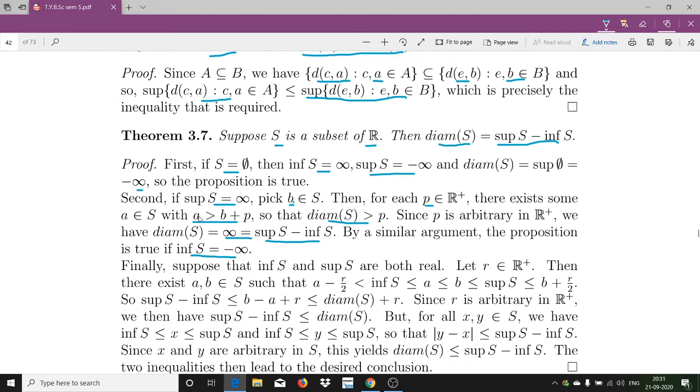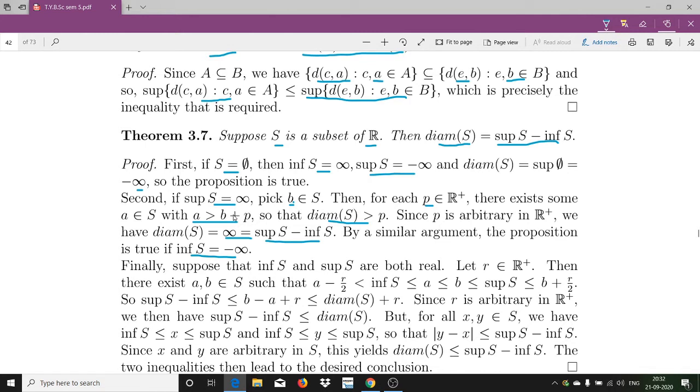Therefore, you can find an element a such that a is less than b minus p, and if you do some shifting, you can say that p is less than b minus a, but p is an arbitrary real number, and a and b are two elements of your set S. So you will have two elements a and b such that the distance between a and b will be strictly greater than p, and that will mean that the diameter of S is strictly greater than p. In that case also, the diameter of S will be equal to infinity.